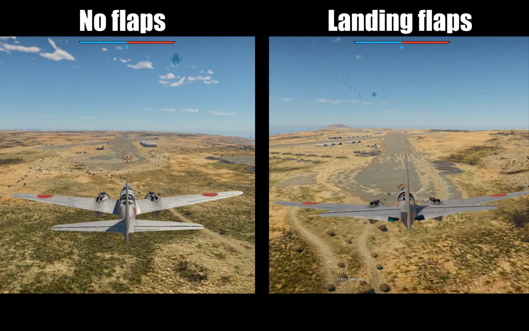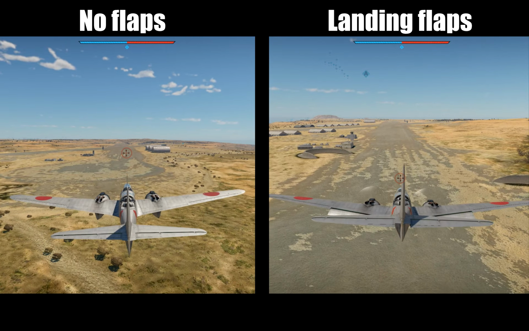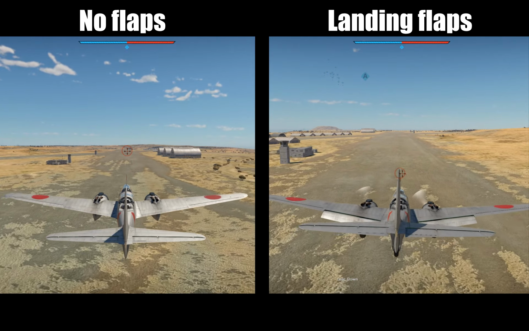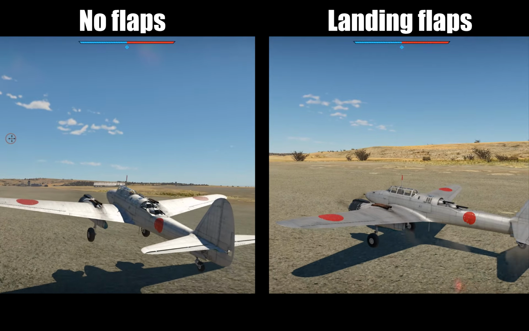I tried to do this little experiment with this Japanese J1N1. The one on the left is landing with no flaps, and the one on the right with full landing flaps. They're both idle on engine, and they were both flying around 340 kilometers an hour when I started the descent, or started the clip anyhow. I was able to slow down a lot faster with the landing flaps out, and I was also able to deploy the landing gear much faster.